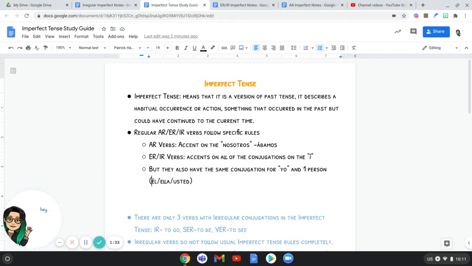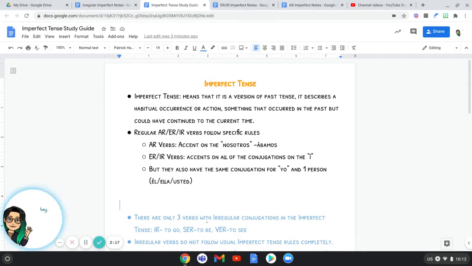Regular AR, ER, IR verbs, because that's how they end, follow certain rules. Some of the rules for AR verbs are that they have an accent on the nosotros. Technically, so do the ER and IR, but those are separate because ER and IR verbs actually have accents on all of the conjugations. All of them have an I with an accent in it. You'll see that when we look at the charts too. Similarly, they also have a rule where they have the same conjugations for yo and for the one individual, like él, ella, or usted. They have the same endings for both of those parts of the chart. You'll see those as we go through the AR and the ER and IR.